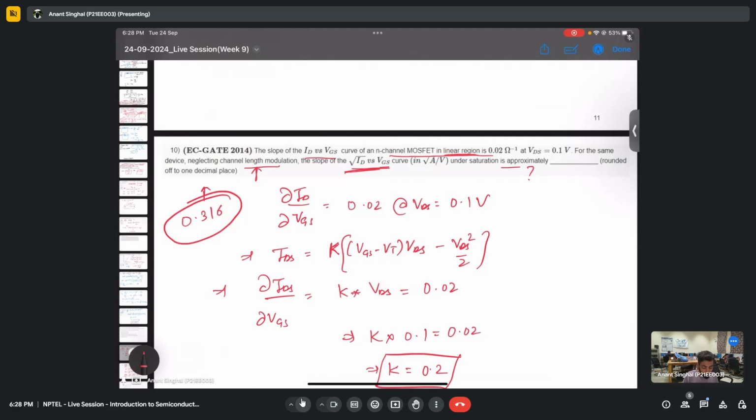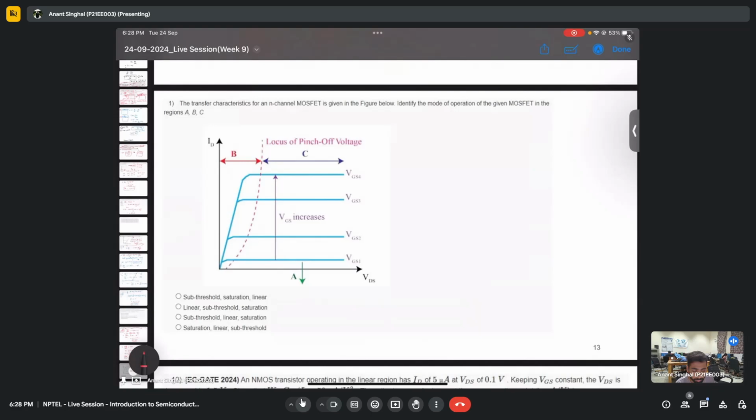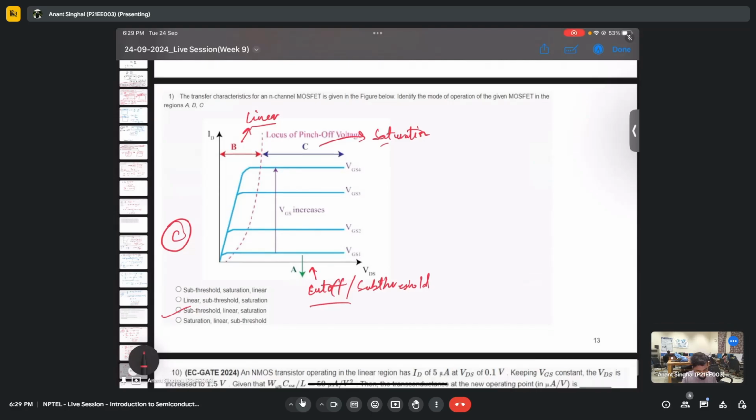So this we have already discussed in the first part during the derivation, that we have different regions. So B is a linear region, C is a saturation region, and if VG is not even greater than VT, then it is the cutoff region. So A is cutoff, B is linear, C is saturation. Cutoff is also known as sub-threshold because it is below the threshold voltage. So option C is correct. Is it fine? I'm not spending much time on this. We have done the derivation in the first part. If you have missed it, you can watch the lecture on YouTube also. That is fine. So let's move ahead.